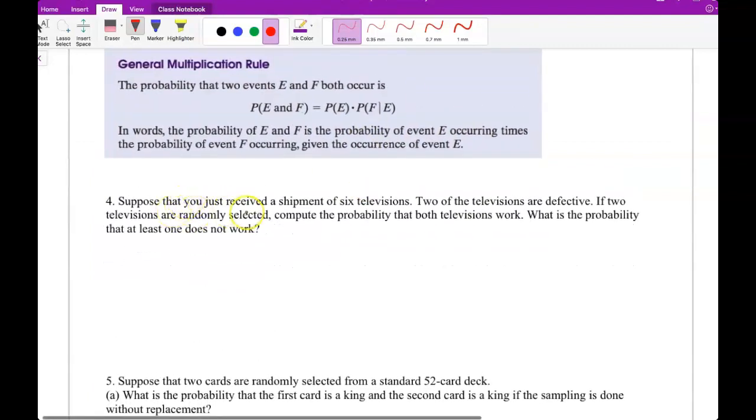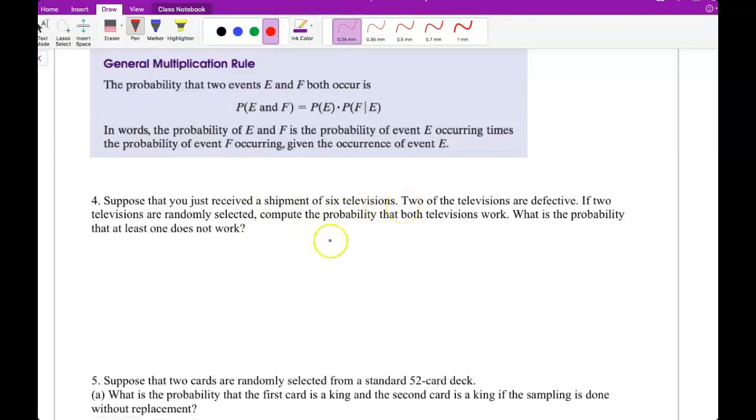Now example number 4, suppose that you just received a shipment of 6 televisions. So we have 6 televisions and 2 of the televisions are defective. If 2 televisions are randomly selected, compute the probability that both televisions work. What is the probability that at least one doesn't work? So how many TVs we have is 6, and how many are defective is 2. That means that 4 of them work.